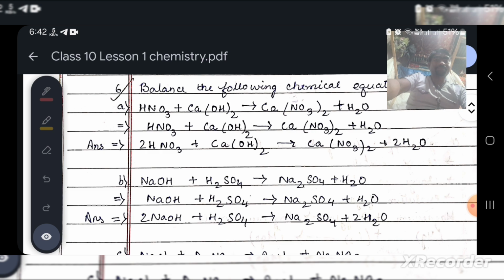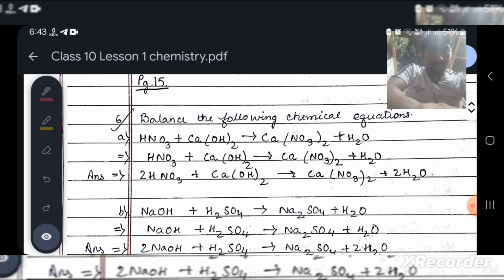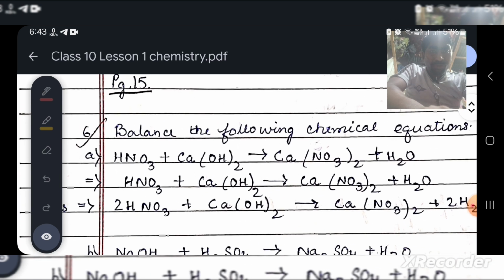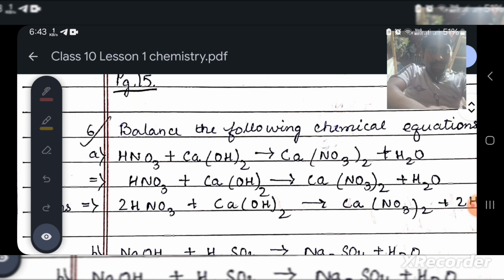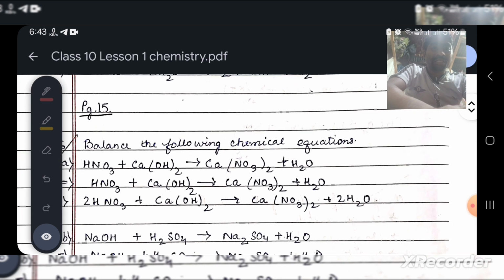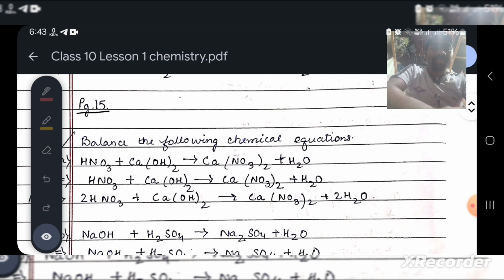Okay, now let me explain. Look, same way you have to do here. This one is HNO3, nitric acid, plus Ca(OH)2, calcium hydroxide. When nitric acid and calcium hydroxide react, it gives calcium nitrate.